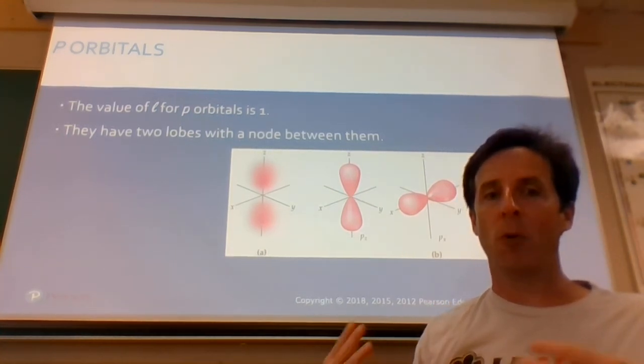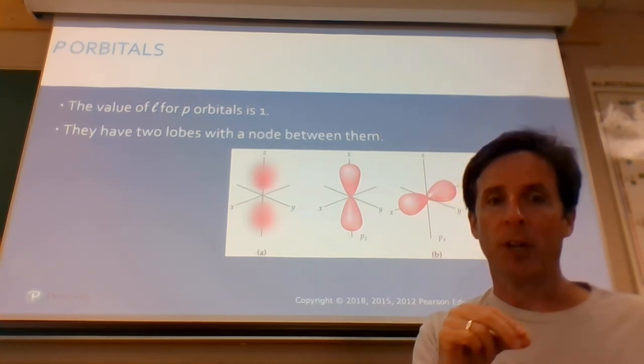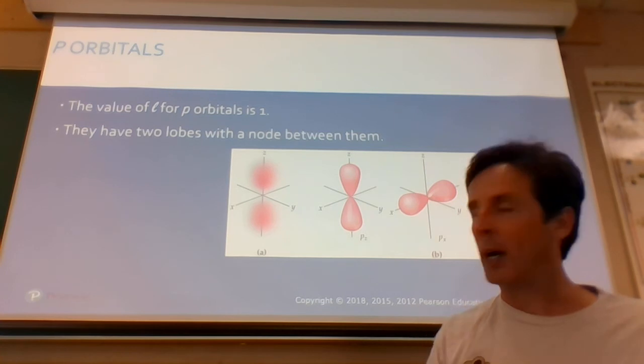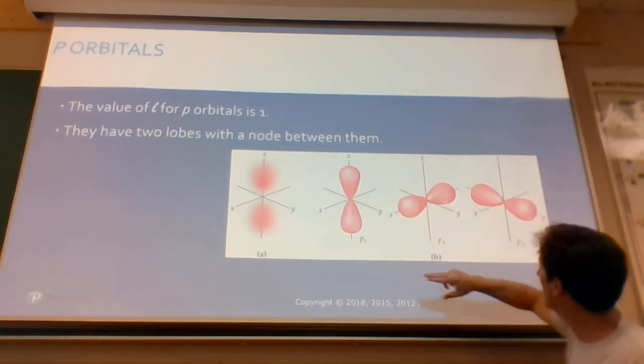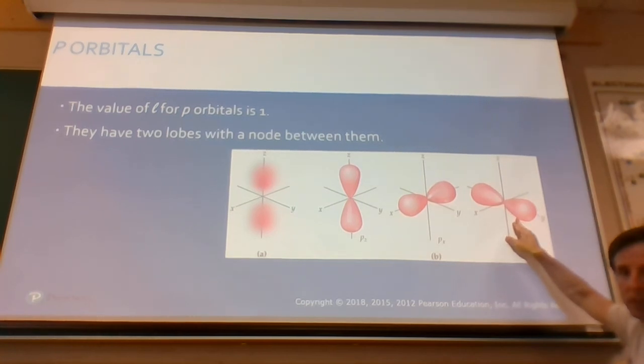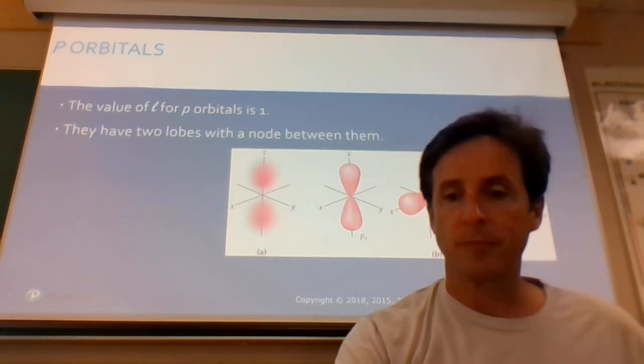Whenever we derive orbitals, each orbital individually can hold 2 electrons. So I can put 2 electrons in this one, I can put 2 electrons in this one, I can put 2 electrons in this one. So a set of p orbitals will hold 6 electrons.